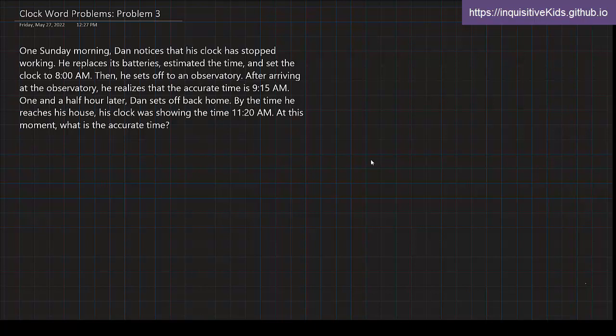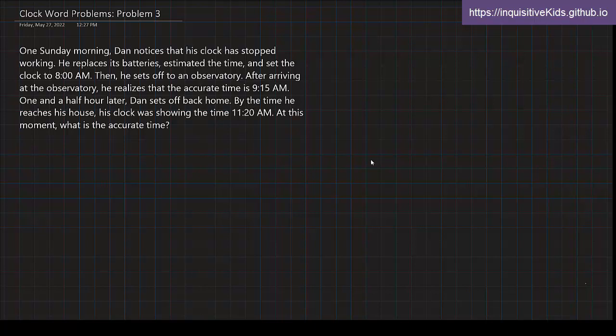One Sunday morning, Dan notices that his clock has stopped working. So he replaces its batteries, estimated the time, and set the clock to 8 a.m. Now let me ask you a question. Is it really 8 a.m. right now? No.